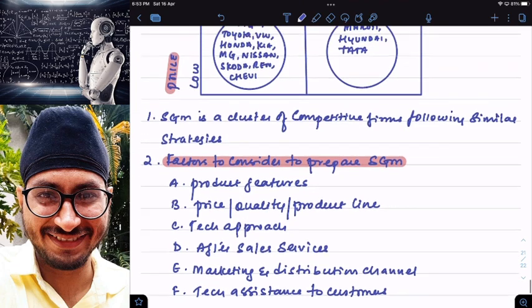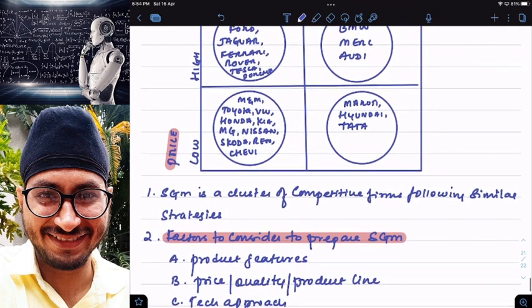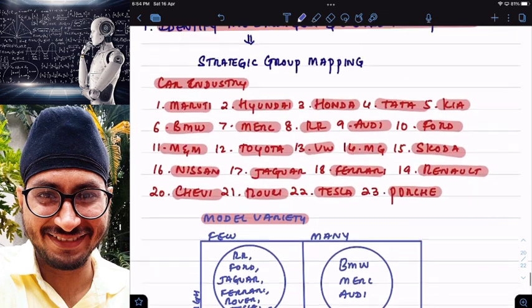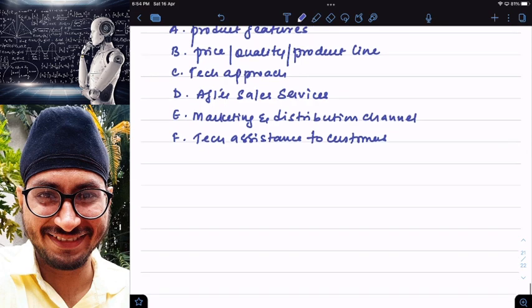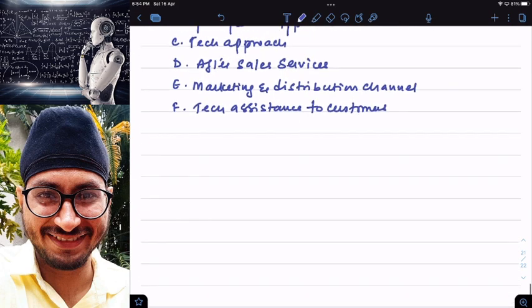Clear? So there are many factors which I can consider in order to compare what? A strategic group map. Clear? Next, what are the steps? Now concept number 3, that is steps to prepare strategic group mapping. What are the steps to prepare the strategic group map, sir?